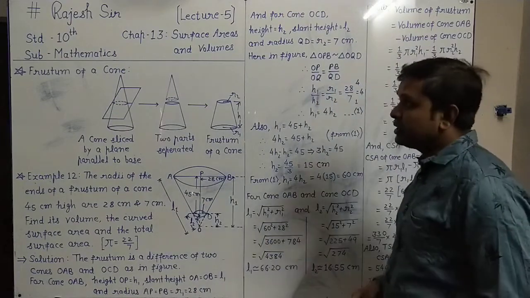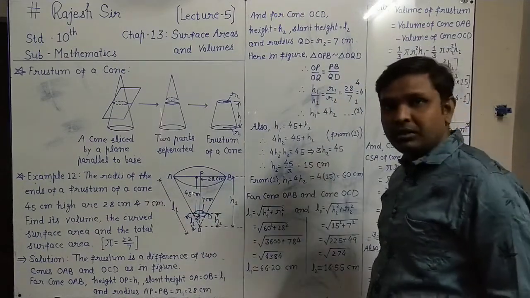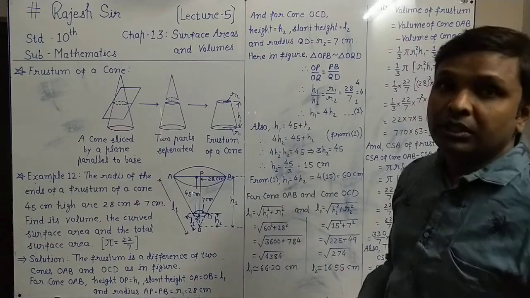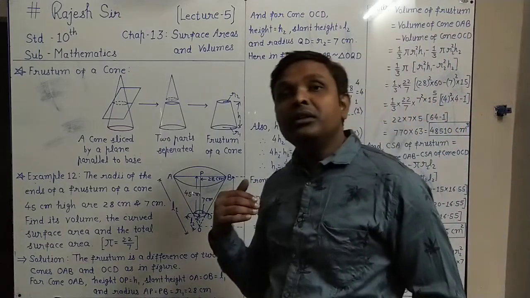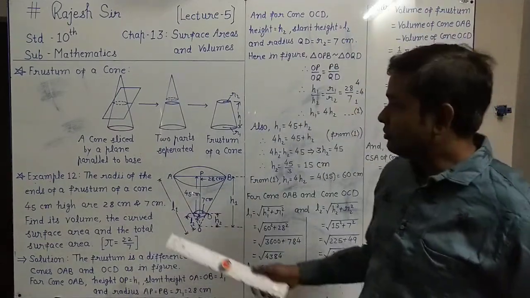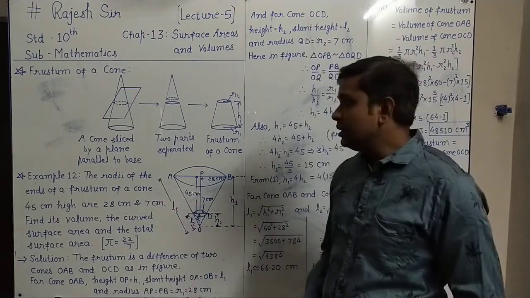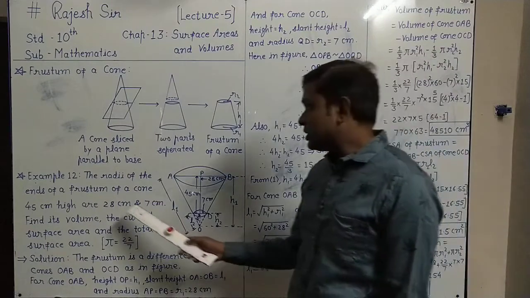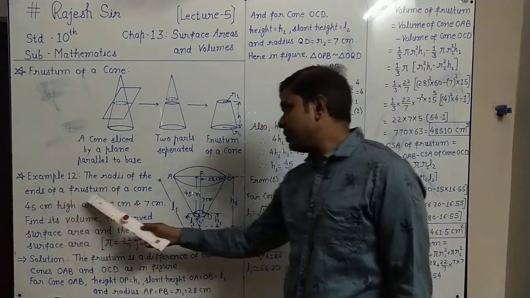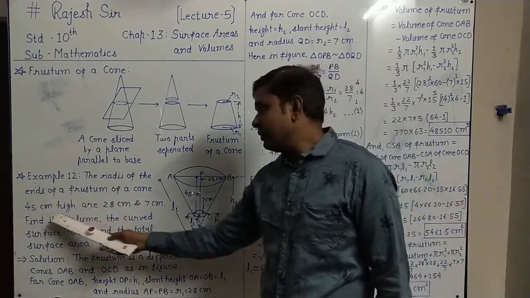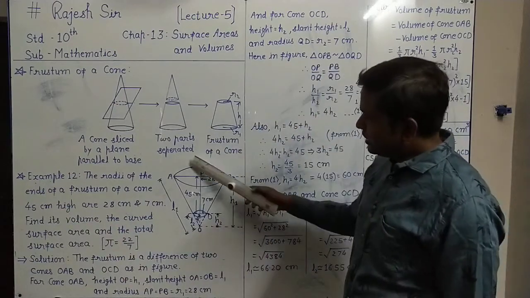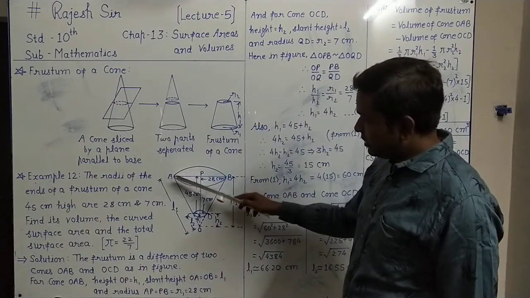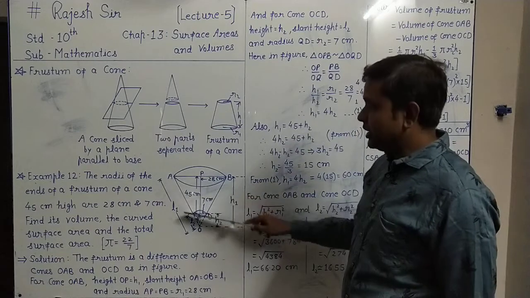To understand this first, we have taken one example of how to find out the volume, curved surface area and total surface area of the frustum. We have done one example here, example 12. Like this, the frustum is given. The radii of the ends of a frustum of a cone 45 cm high. Actually, the frustum is this only. This part is a frustum, you can understand.